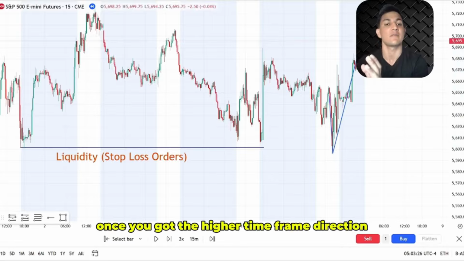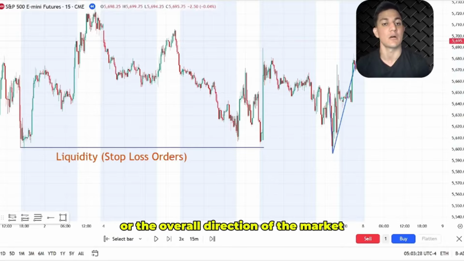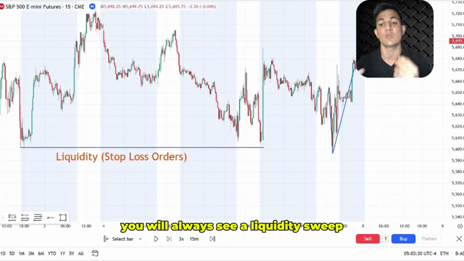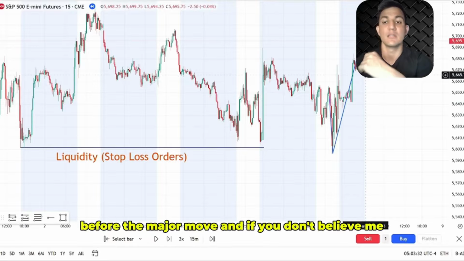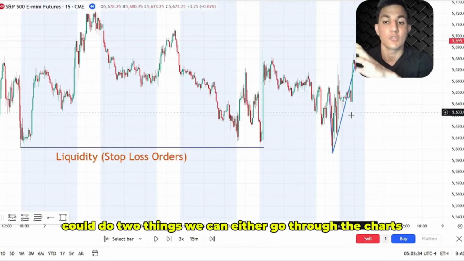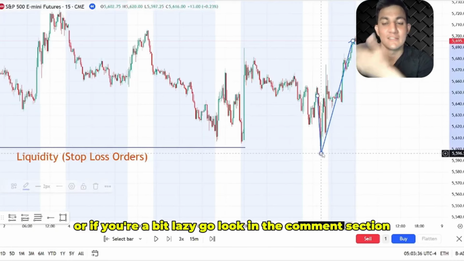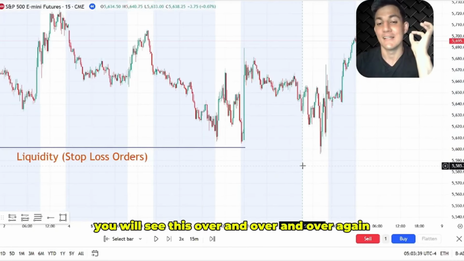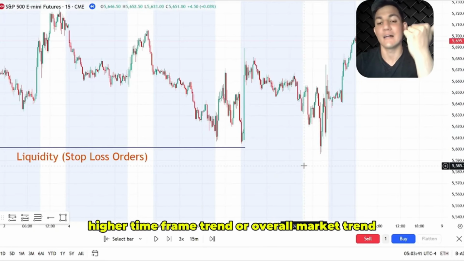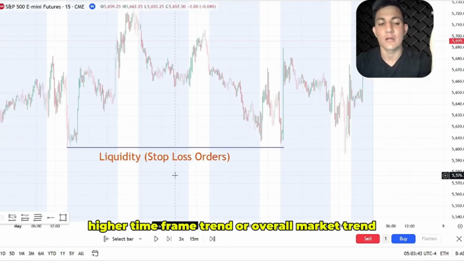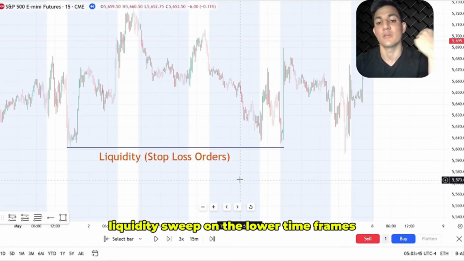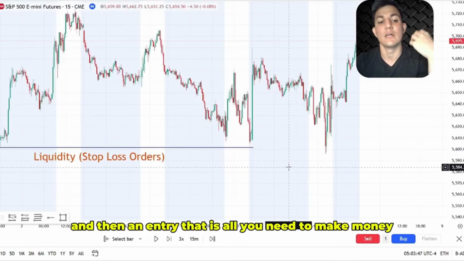Once you've got the higher time frame direction, or the overall direction of the market, you will always see a liquidity sweep before the major move. And if you don't believe me, you can do two things. You can either go through the charts, which you probably should do, or if you're a bit lazy, go look in the comment section, right? You will see this over and over and over again. Higher time frame trend or overall market trend, liquidity sweep on the lower time frames, and then an entry. That is all you need to make money, right?